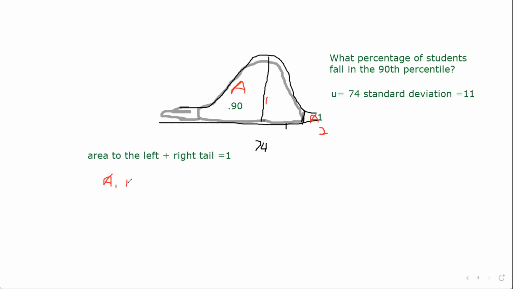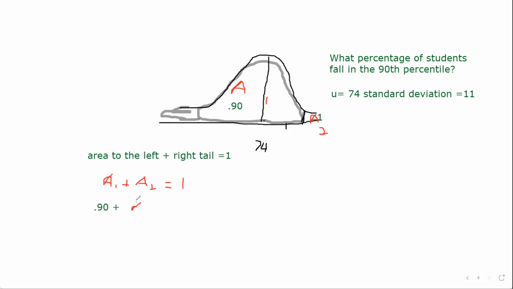It doesn't have to be in a particular place, but she'll divide the distribution into two areas. Area 1 plus area 2 is equal to 1, because that's 100%. Area 1 we know is 90% because it's the 90th percentile, 0.90. Plus area 2, let's say we don't have that and we're going to solve for it. We know it's 0.1 because we did the math.